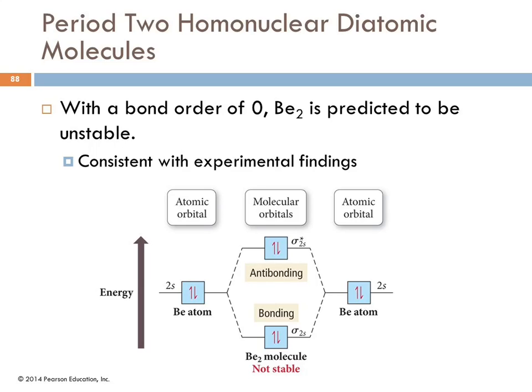It's an element. Beryllium atoms are fine, but a beryllium diatomic molecule, not so fine. Beryllium is not one of the 7 diatomic elements.